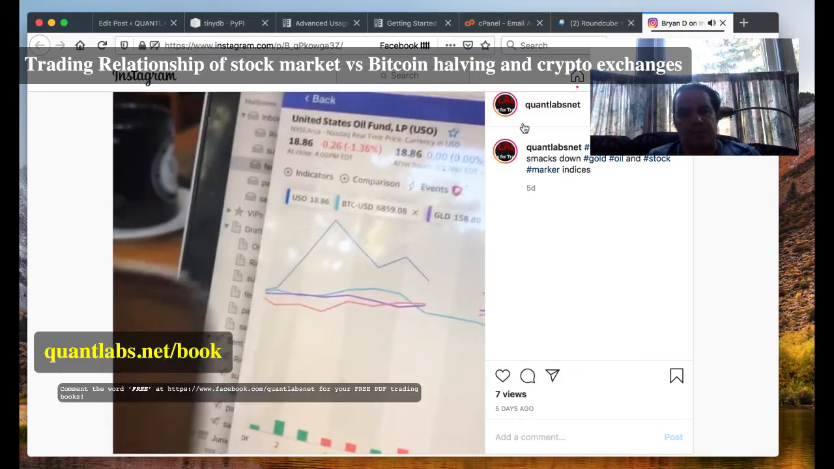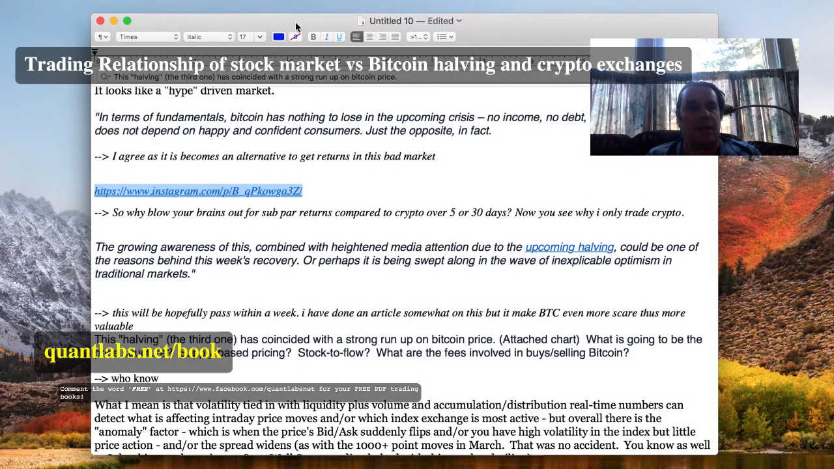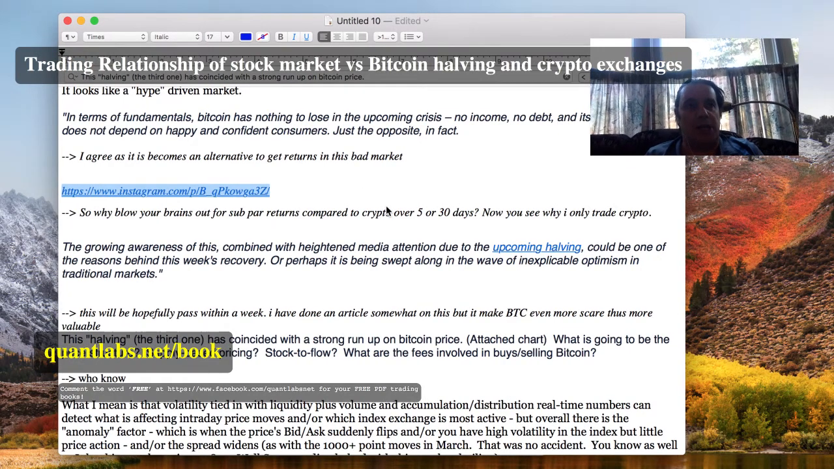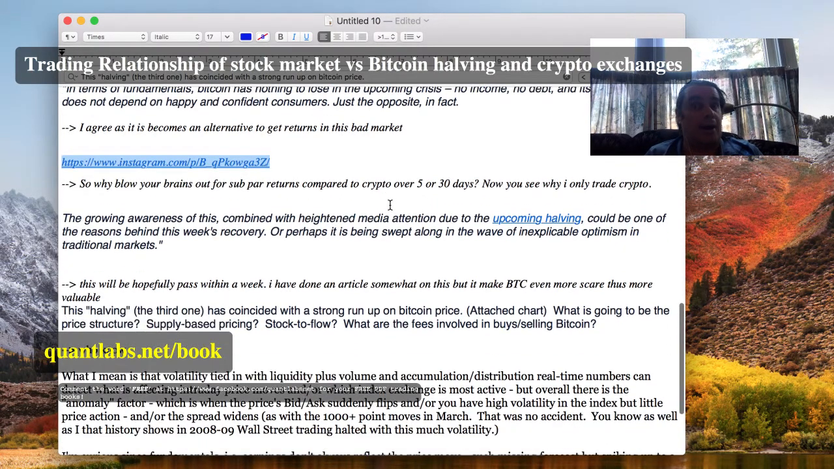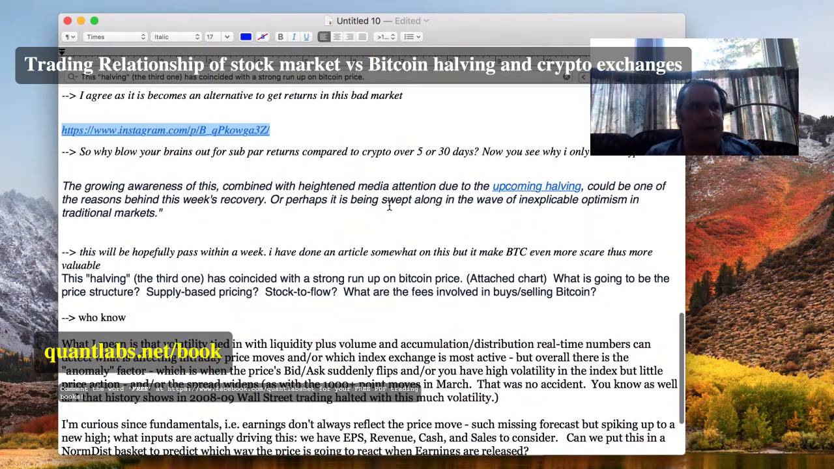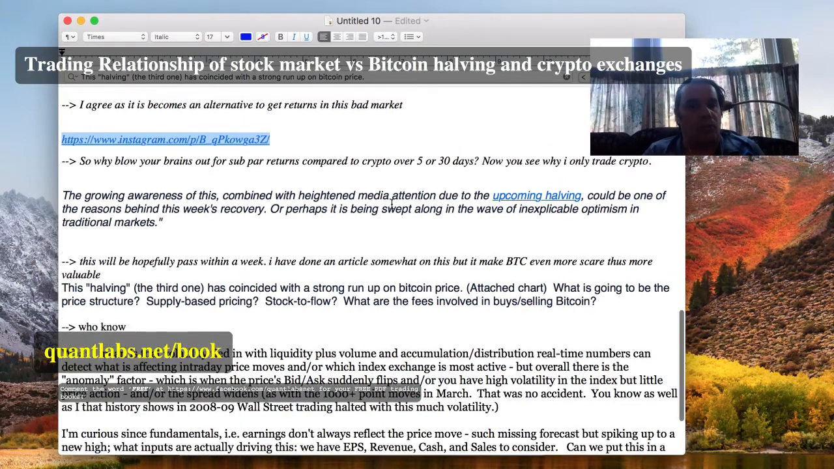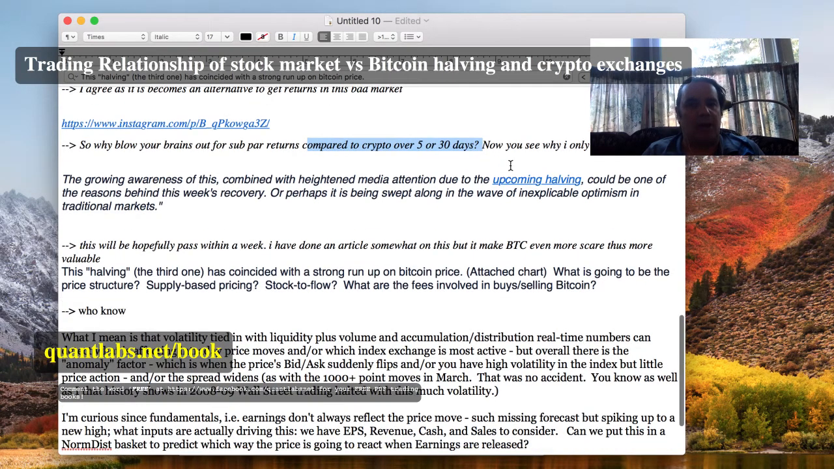Hello guys, Brian here. So again, that right there is basically Bitcoin alone, and the majority of the crypto space, with the top returns of the last month up until 5 days ago, and we're not including the upsurge today. It proves that crypto is always on top of the big ones, the safe havens like gold, or U.S. oil as an ETF, as an oil market for energy and other commodities, and then the stock market as well. So Bitcoin has, for the last number of days, and if I showed you the year to date on some of the other coins that have doubled with 150% return year to date, the question is, again, as I said here, why blow your brains out on subpar returns compared to crypto over 5 or 30 days? Now you see why I only trade crypto.